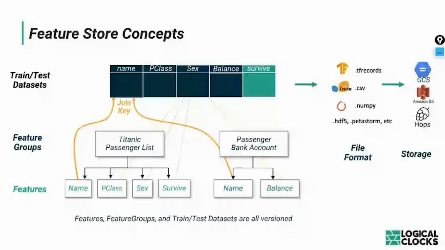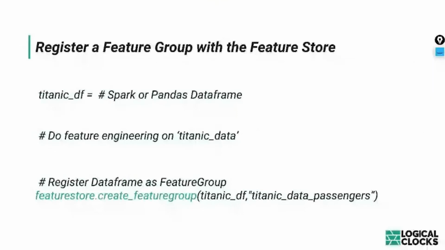Everything that we've seen here are abstractions. The features, the feature groups, and the training and test data sets, they're all versioned. Okay, we move on. So we have our three abstractions: features, feature groups, and training data sets.